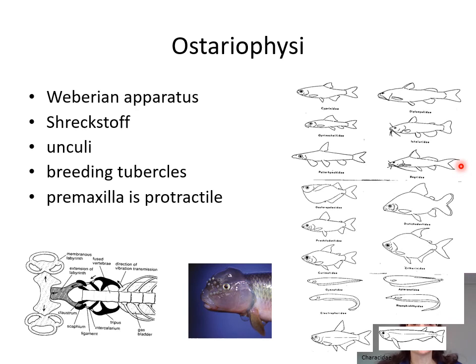And we do see now that the premaxilla is starting to become much more mobile. It's protractile in these fishes. Pelvic fins, if they're present, are going to be abdominal. So you can see those here on the fishes, where the pelvic fins are more in the center of the fish if they're present.